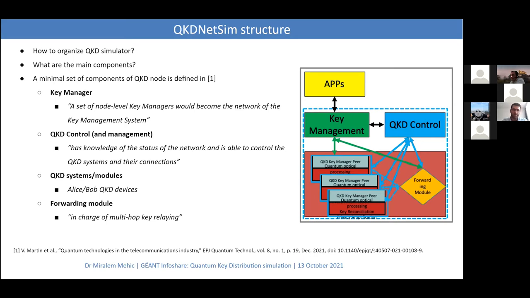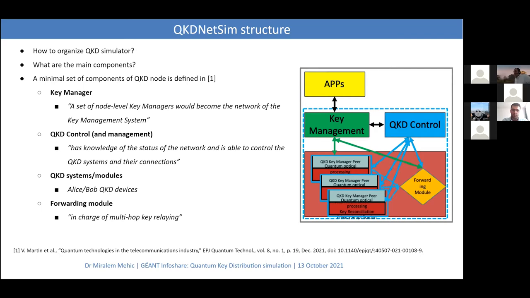What is presented here is that the node by itself should have, first, starting from the bottom, QKD systems, QKD modules that generate a key. They can be of different vendors, different protocols, different types. We don't care. They somehow generate a key. Then you need to have some QKD control that is going to reboot, restart, power up, and manage these devices, and monitor the temperature and all the other performance parameters that are needed.